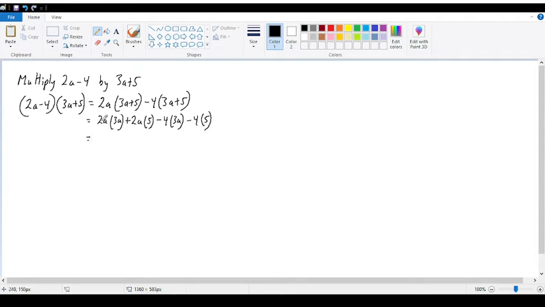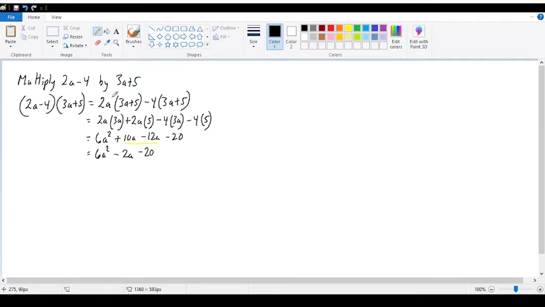This will give me 2 times 3, that's going to give me 6. a times a, that is a squared. 2a times 5 will give me 10a. Negative 4 times 3a will give me negative 12a. Negative 4 times 5 is going to give me negative 20. Now here, if you notice, we have like terms. So we can combine those like terms, and we end up with 6a squared, and 10a minus 12a will give me negative 2a, minus 20. And that will be our multiplied solution.